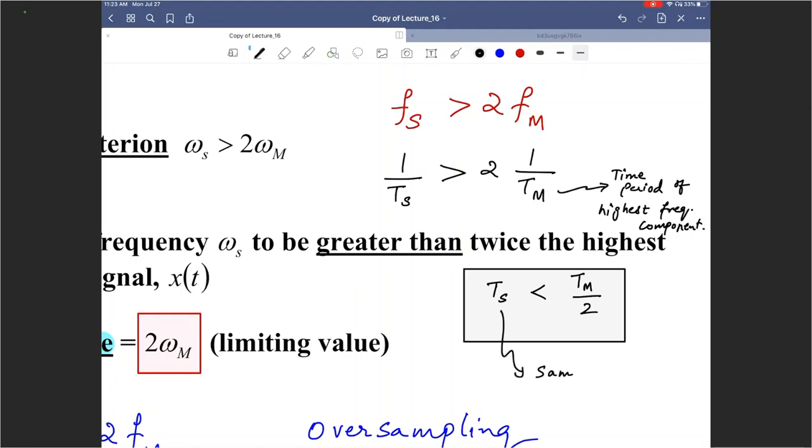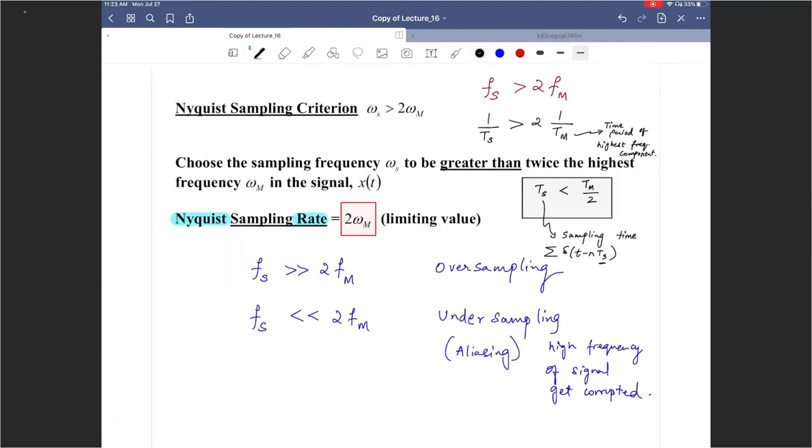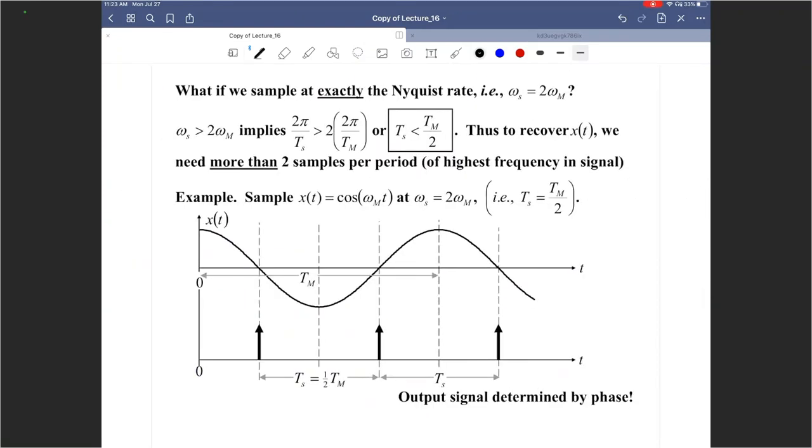Sampling time. Well, I can also write this, right? nTs. So I'm talking about that Ts there, the time at which you have those impulses: 1Ts, 2Ts, 3Ts, and so on. In the previous slide, we have been using capital T. All right. So with this, let's move on to the next slide.